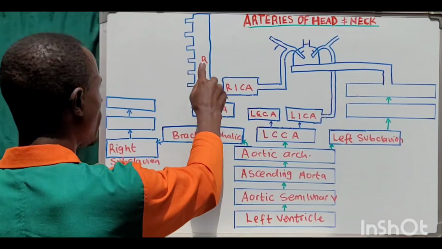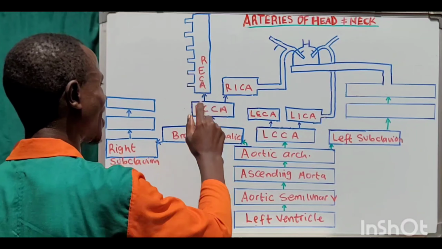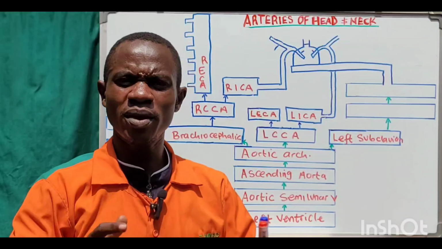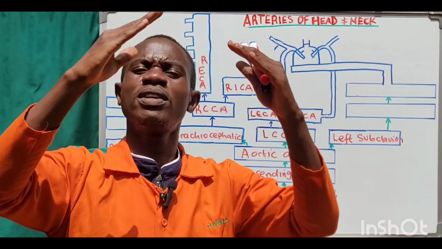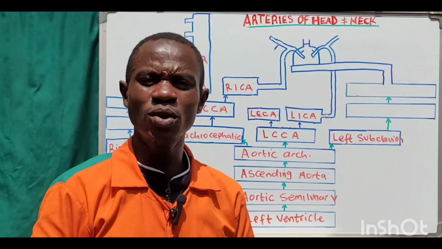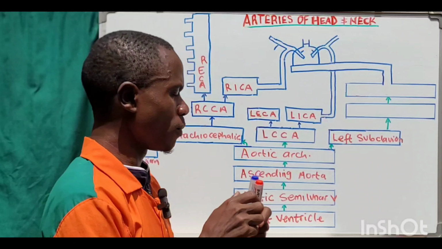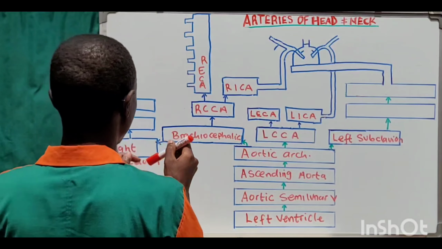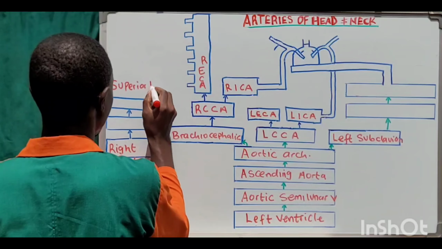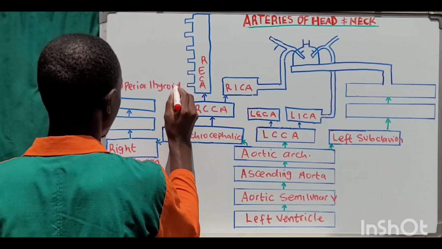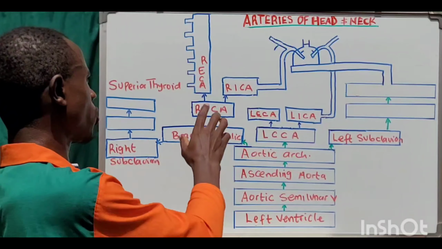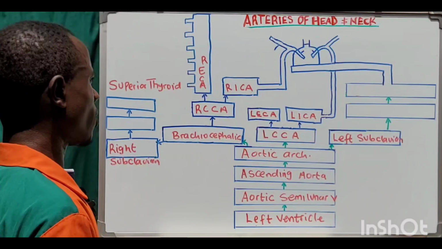Okay? So now moving on with the right external carotid artery, it is going to give us a lot of different branches. You're going to be labeling these branches from inferior going to the superior aspect. The first one is the superior thyroid artery, which is going to be supplying the thyroid gland. So the first one here is the superior thyroid artery. That's going to be the first artery branching off from the right external carotid artery.